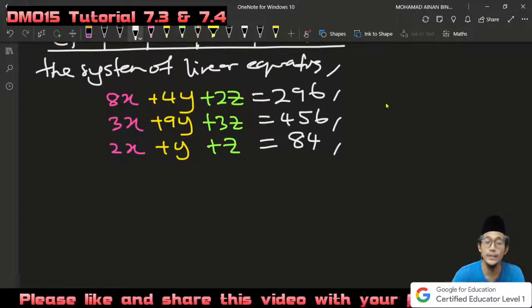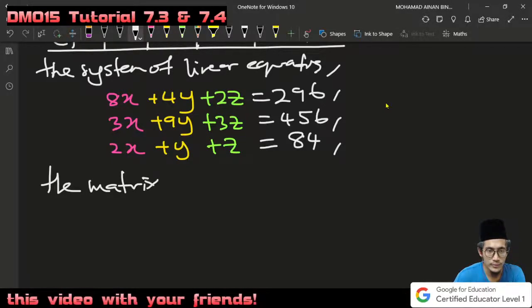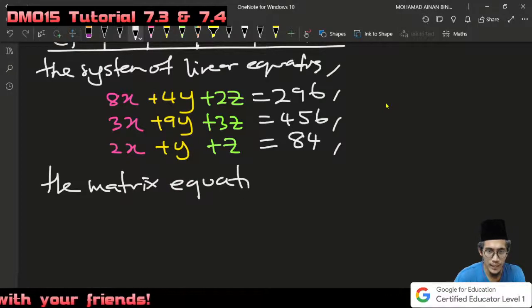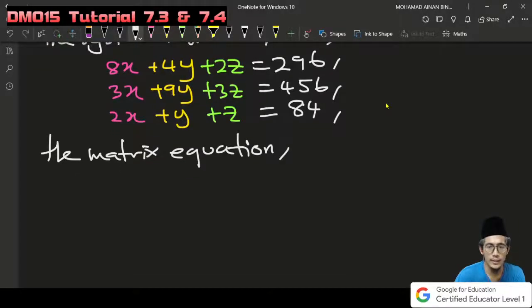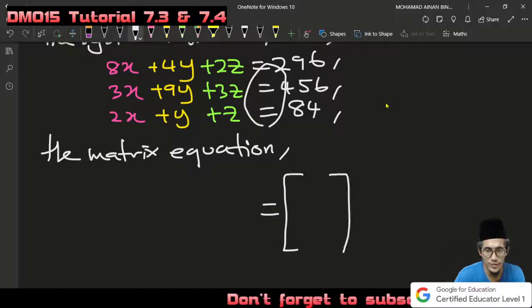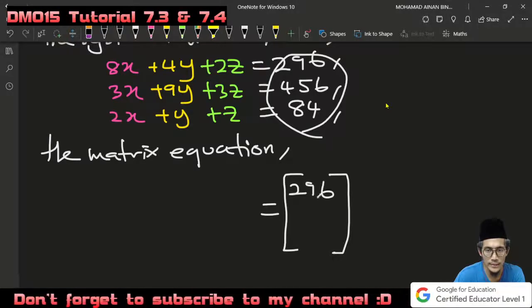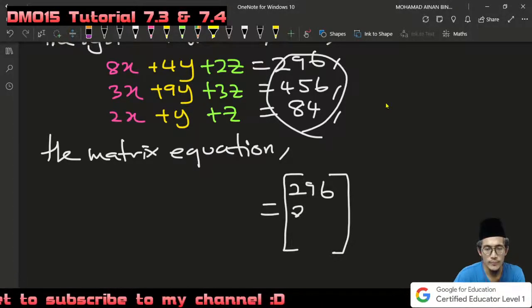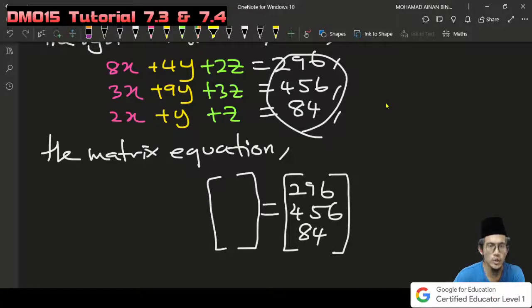From the system of linear equations, we can get the matrix equation. Make the equals one, and put a matrix over here. We can copy and paste the numbers: 296, 456 and 84. This one is also a column matrix containing the 3 variables that we will be dealing with.